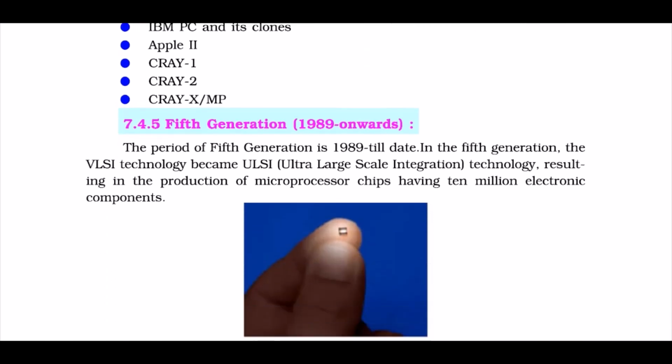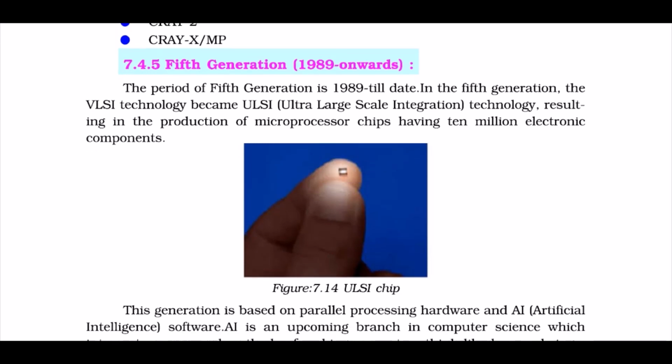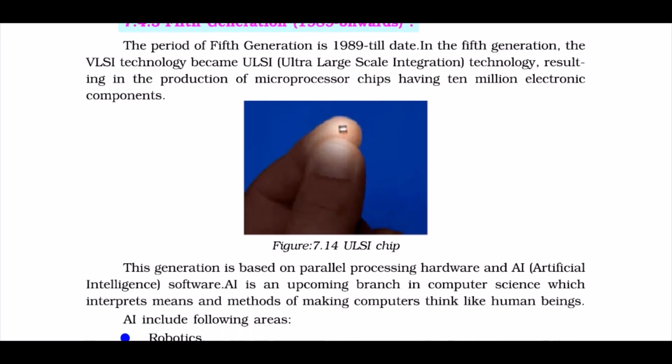Fifth generation. The period from 1989 till date: at present, we are using the fifth generation. VLSI technology became ultra large scale integration technology. Look at the chip size, just this big. Microprocessor chips have 10 million electronic components.